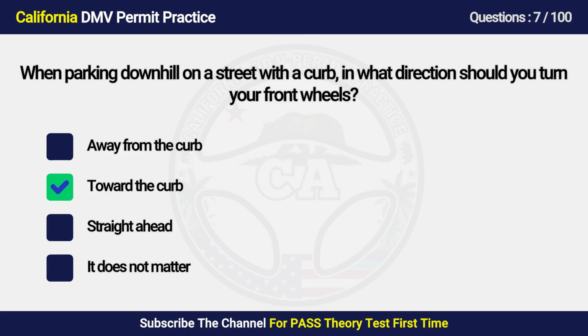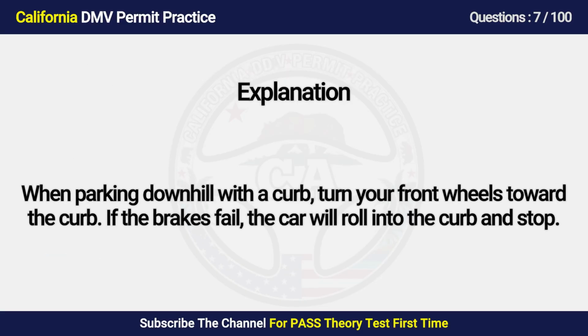Answer is B. Toward the curb. When parking downhill with a curb, turn your front wheels toward the curb. If the brakes fail, the car will roll into the curb and stop.